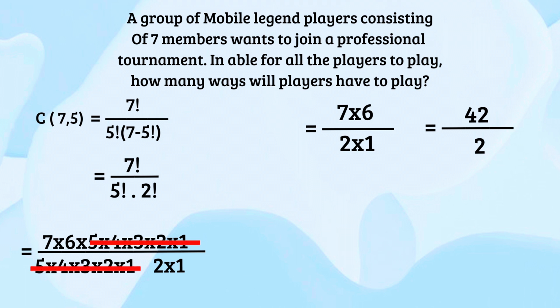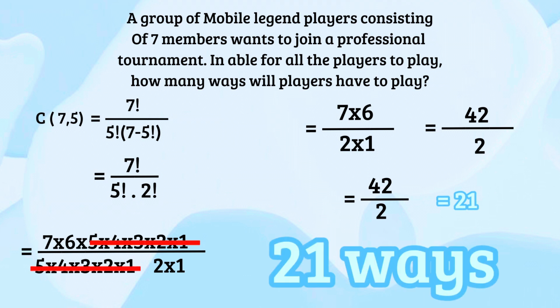After we get all the products, we then divide 42 by 2. So, 42 divided by 2 is 21. So, that's our final answer. So, the answer to the question, how many ways will the players have to play, is 21 ways.